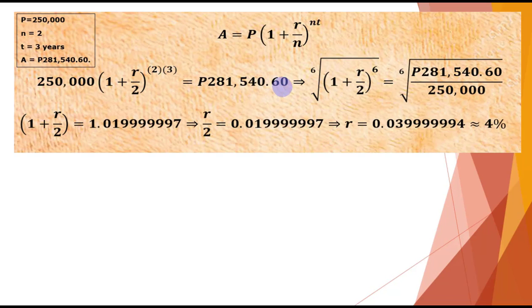This is the total amount paid by Michael with the principal amount he loaned earlier. So after 3 years, he paid this one. So we are to find the interest rate. Following these steps, this expression here is 2 times 3, raised to the 6th power, so we have to get the 6th root of this expression, and also this amount paid after 3 years divided by the principal amount 250,000. Then take the 6th root of this.